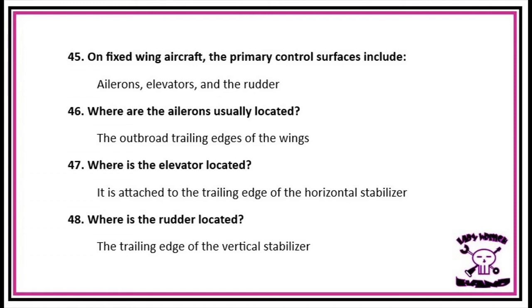47. Where is the elevator located? It is attached to the trailing edge of the horizontal stabilizer. 48. Where is the rudder located? The trailing edge of the vertical stabilizer.